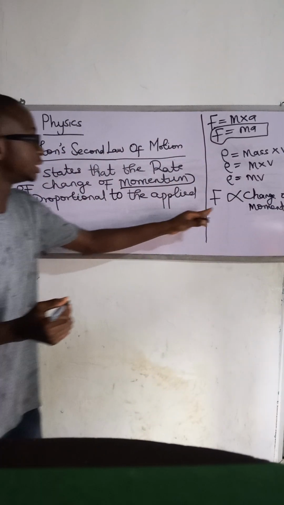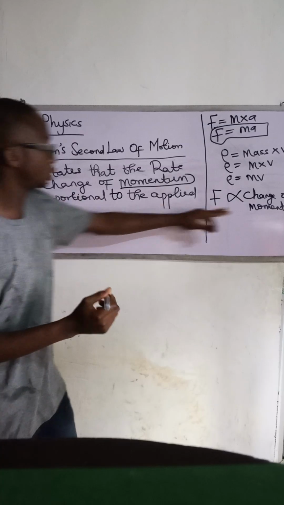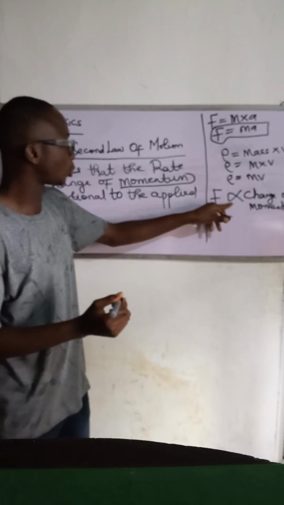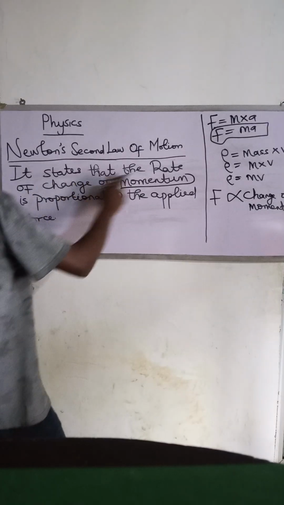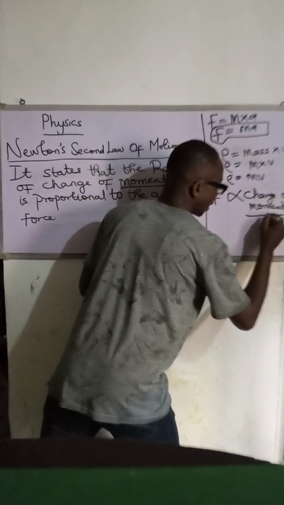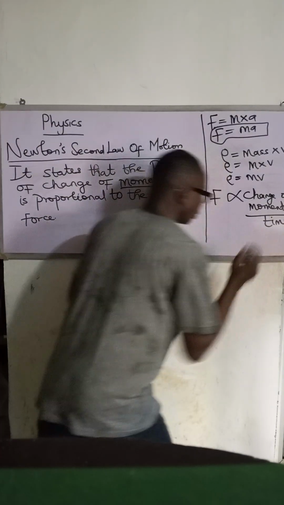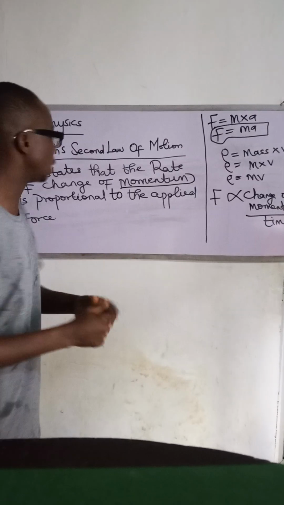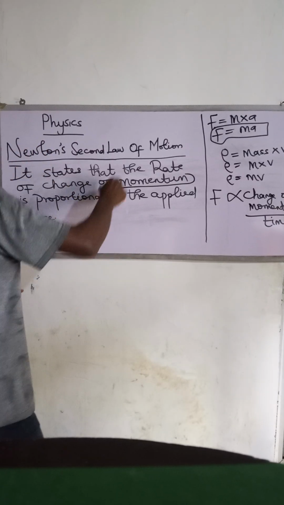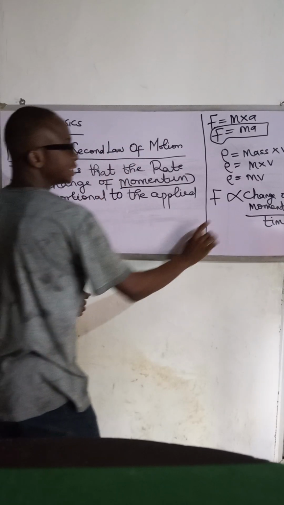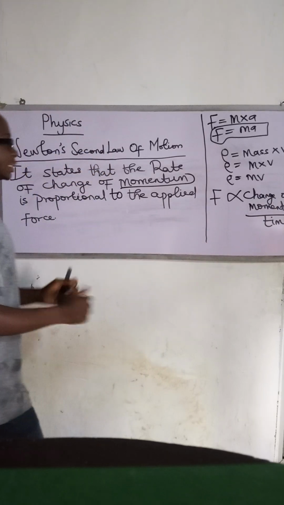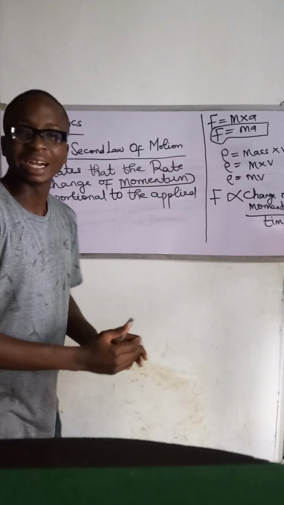This is what it means. The force is directly proportional to the change in momentum. But we said it is the rate, so all over time. Can you see how we are deriving the formula? It states that the rate of change of momentum, this is change of momentum, but the rate at which that momentum changes is directly proportional to the force.